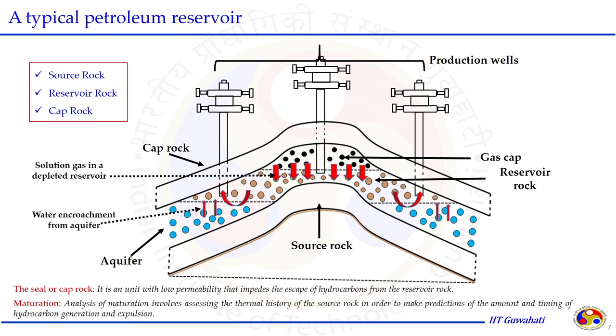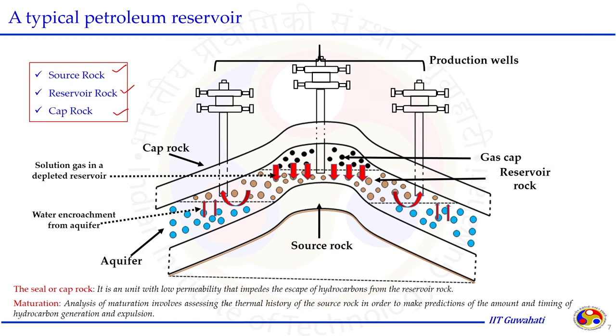This is another typical picture of a petroleum reservoir, where I have shown three types of rocks. Those are important for any petroleum reservoir fluid to be stored in the reservoir domain. First one is the source rock, the rock that has the hydrocarbon expulsion nature, where the organic material, over the geological time scale, got converted into oil and gas. So the source rock is where the hydrocarbon is generated and expulsion is happening.